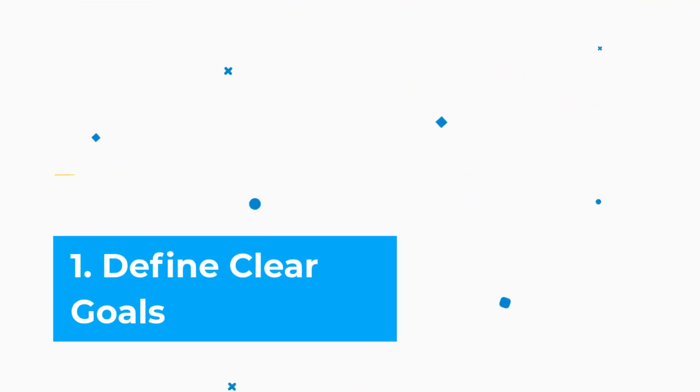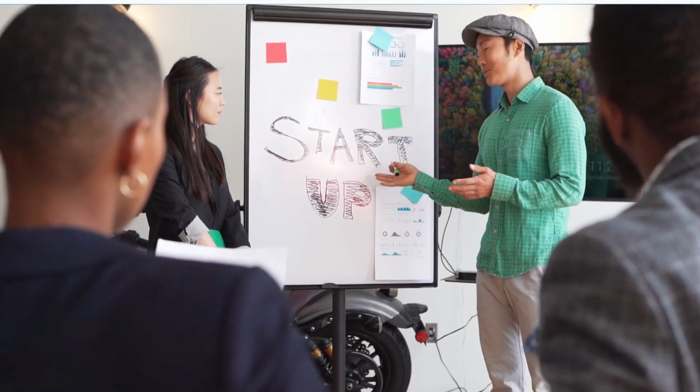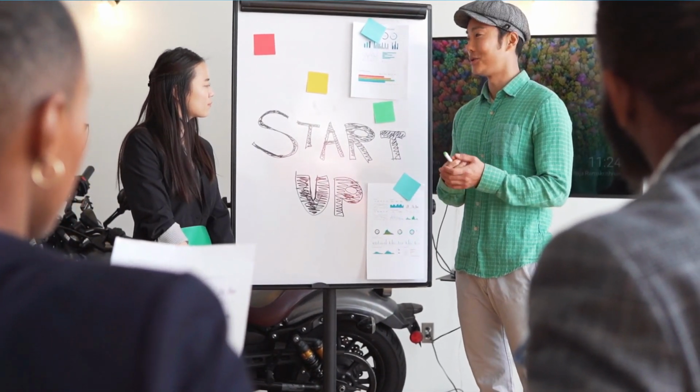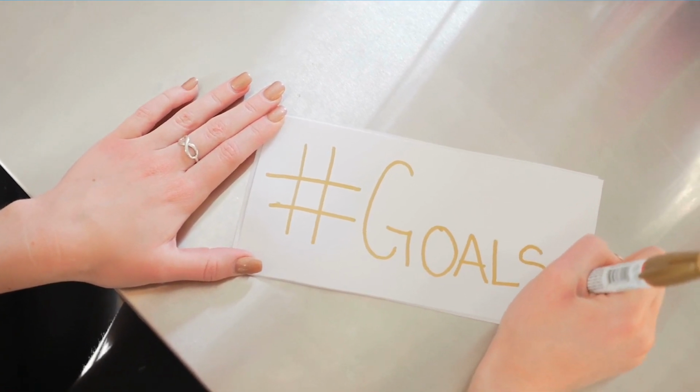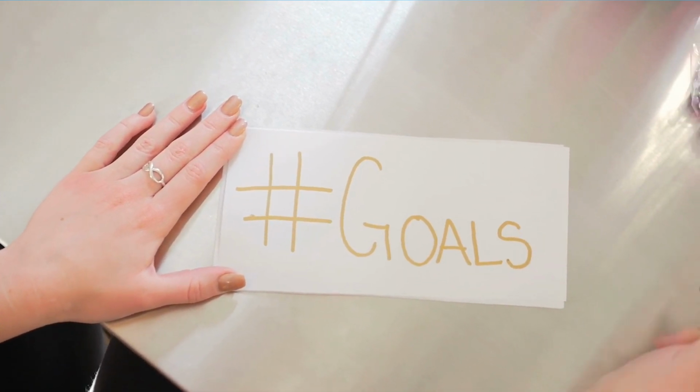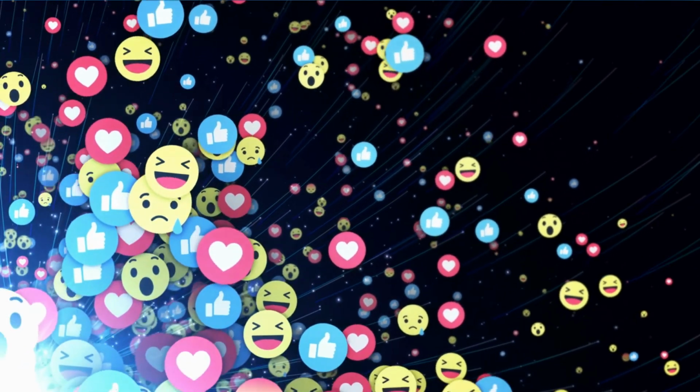1. Define clear goals. This is the foundation of your social media management or campaign strategy. Defining goals and objectives gives you direction, purpose, and will help you narrow down the main themes your content will revolve around.